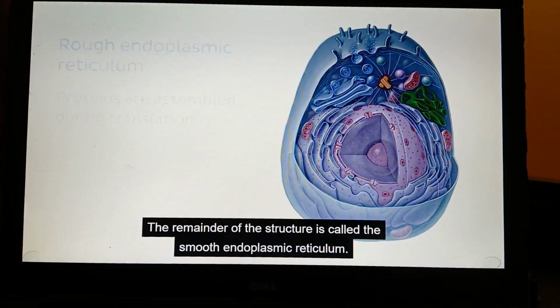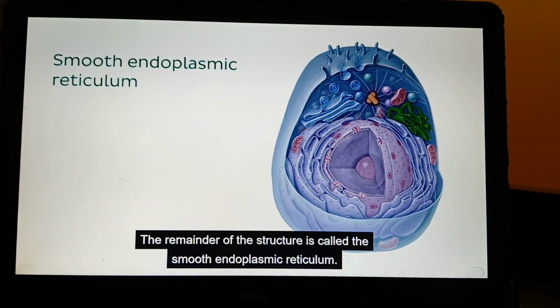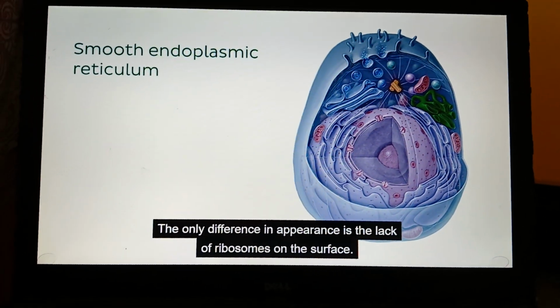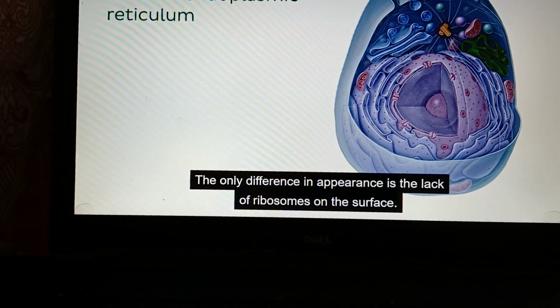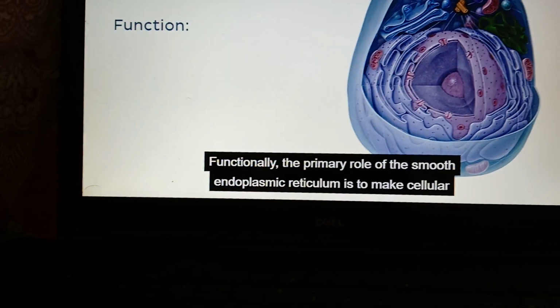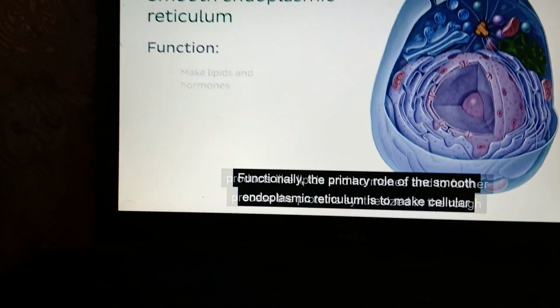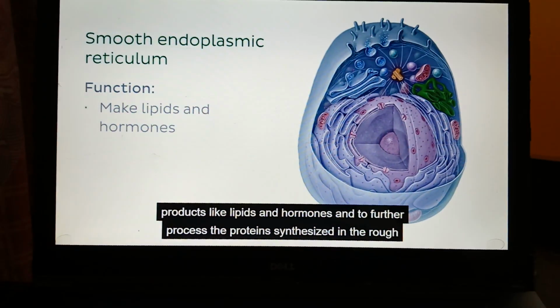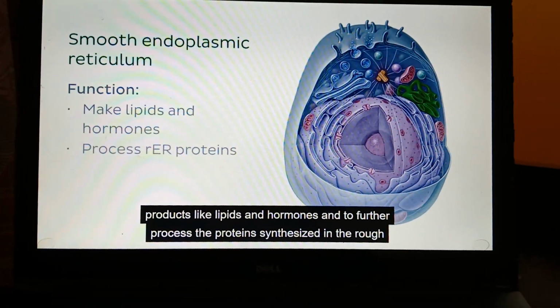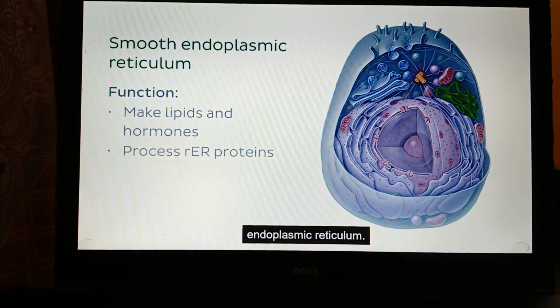The remainder of the structure is called the smooth endoplasmic reticulum. The only difference in appearance is the lack of ribosomes on the surface. Functionally, the primary role of the smooth endoplasmic reticulum is to make cellular products like lipids and hormones and to further process the proteins synthesized in the rough endoplasmic reticulum.